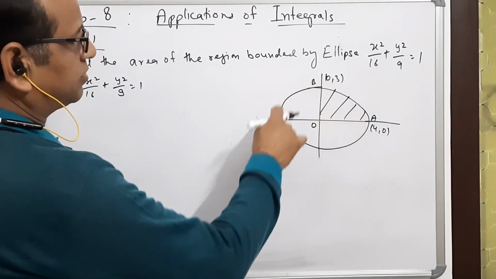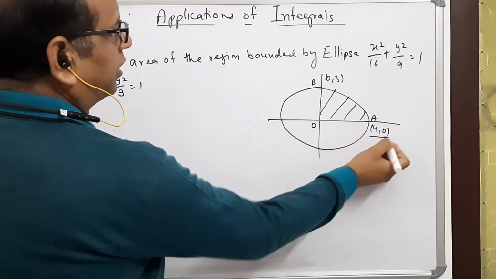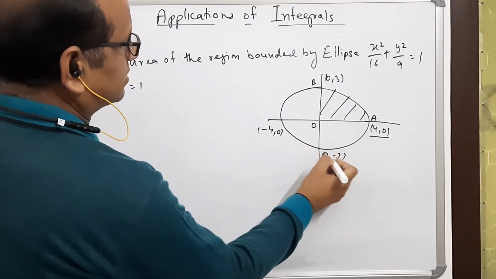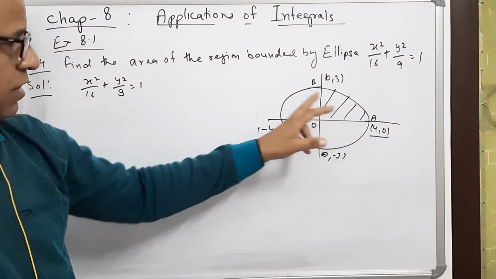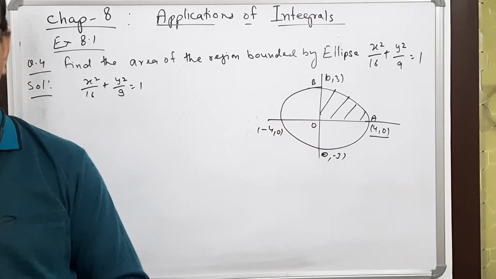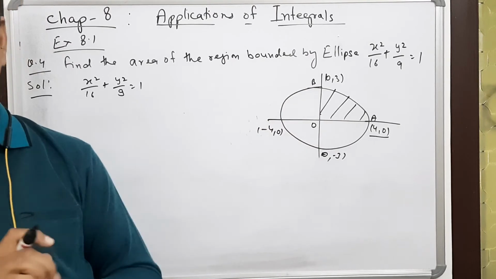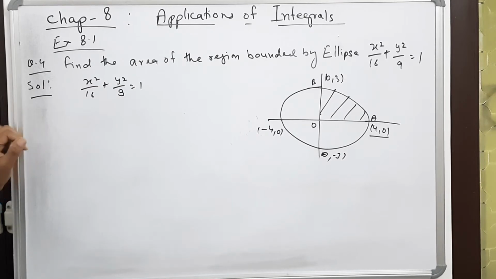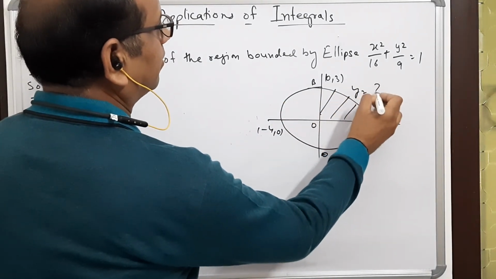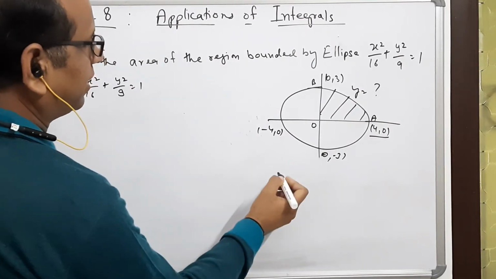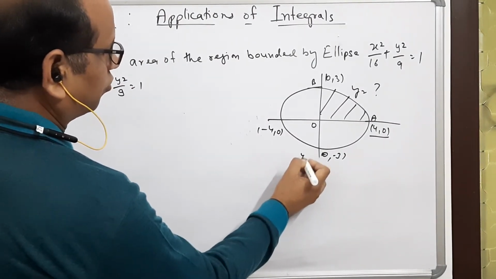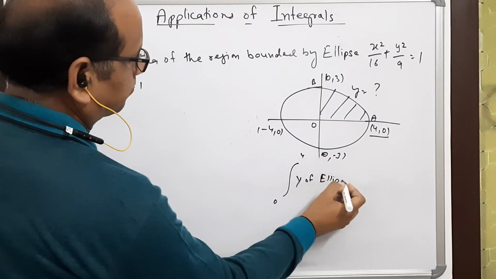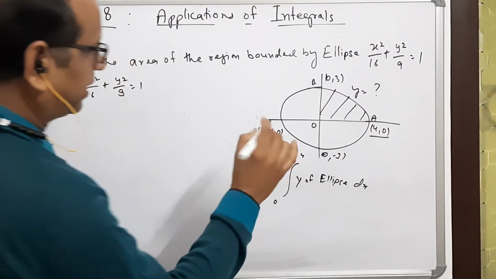The diagram, the figure of this will intersect at the points 4, 0 and minus 4, 0, and 0, minus 3 and 0, 3. And all these four parts will be equal in area. It will be perfectly symmetrical. X-axis and y-axis will be the lines of symmetry. Now in this, first of all, we will find the y of the curve, because our answer will be 0 to 4 y of ellipse dx, and we will multiply this by 4.